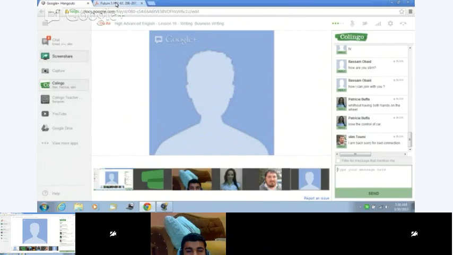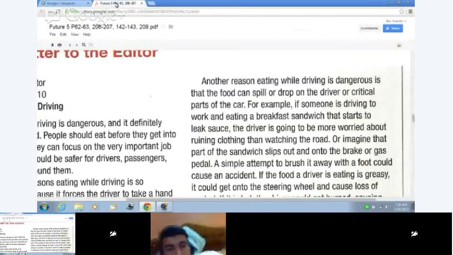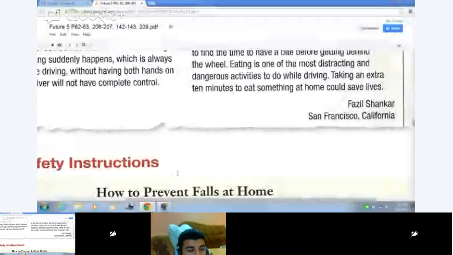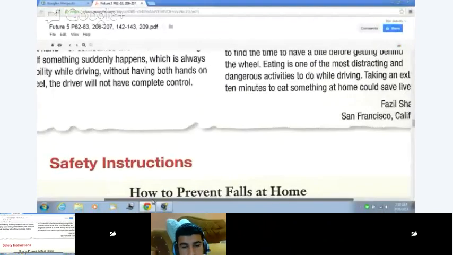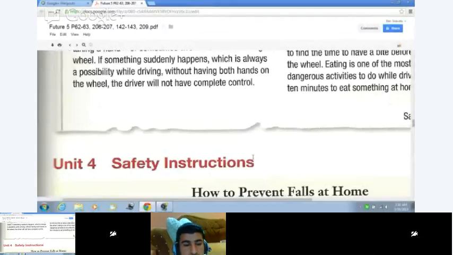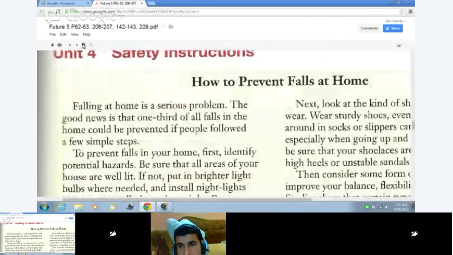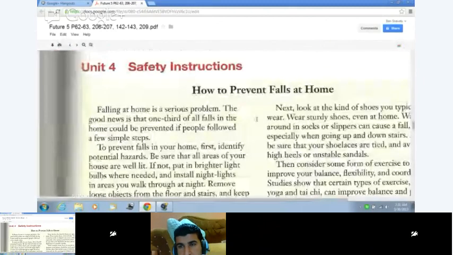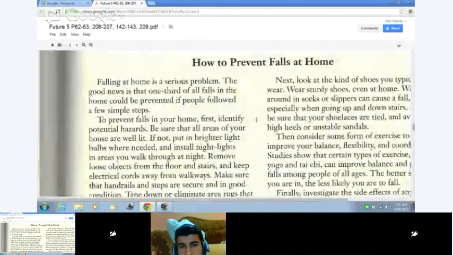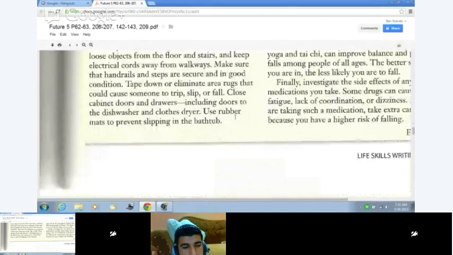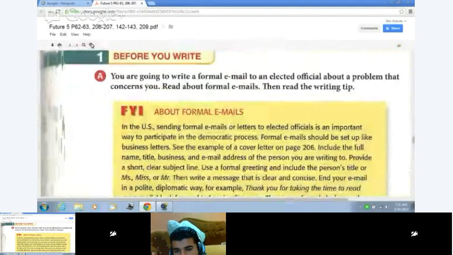So the main thing that I want you guys to see is that he chose one opinion. He was either for or against it. And then he gave his reasons, and then he gave examples for his reasons. And if we're not going to read this one right now, How to Prevent Falls at Home, again, this person is going to talk about the idea of falling at your house and how to prevent it, and then he gives examples on how to prevent it. That's the same thing that I want from you guys when you write this.